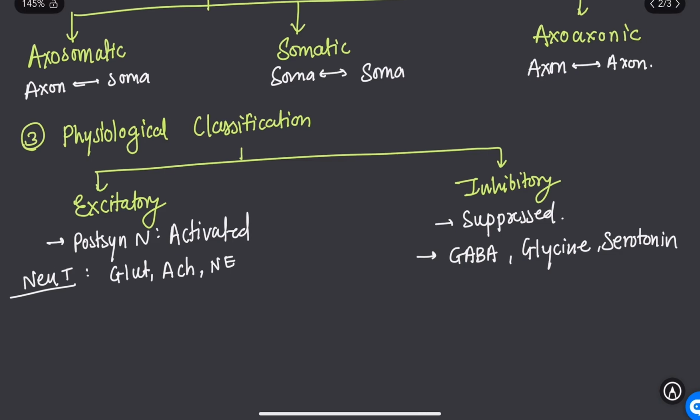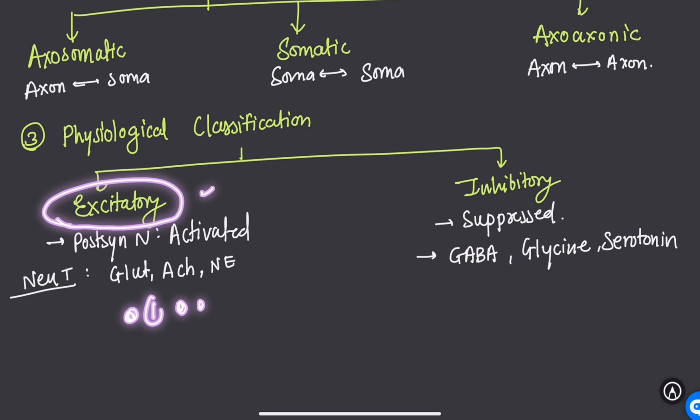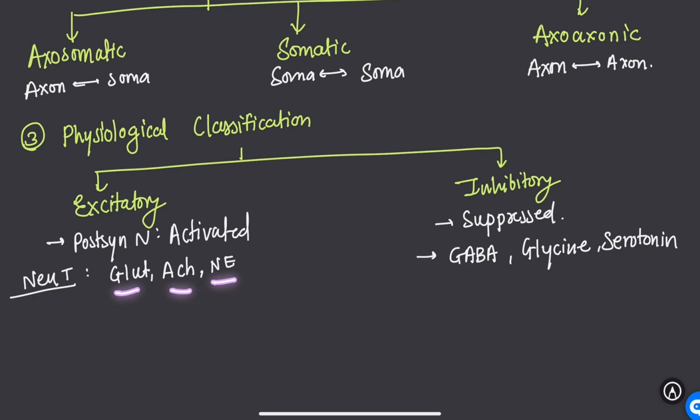Okay, so in the excitatory synapse, when there is synaptic transmission and the postsynaptic neuron is activated, then it is called an excitatory synapse. And if it is a chemical synapse and the neurotransmitters are excitatory neurotransmitters, then there is an excitatory synapse. Some examples of excitatory neurotransmitters are glutamate, acetylcholine, and norepinephrine.